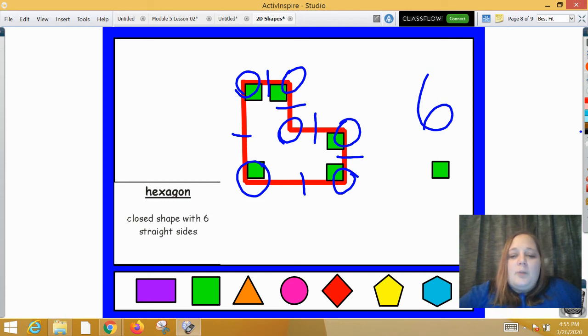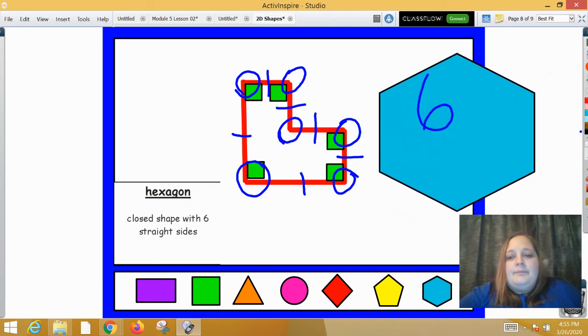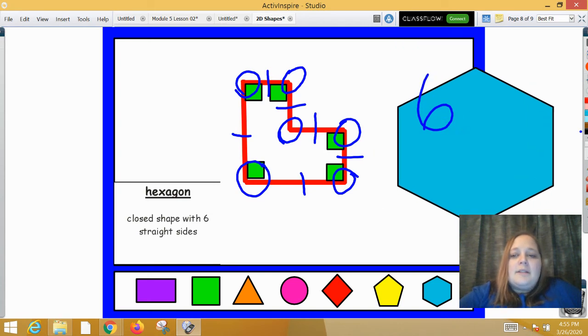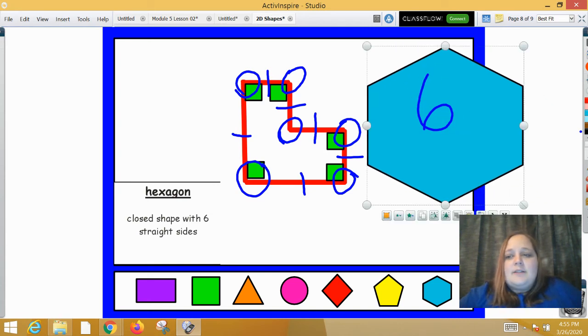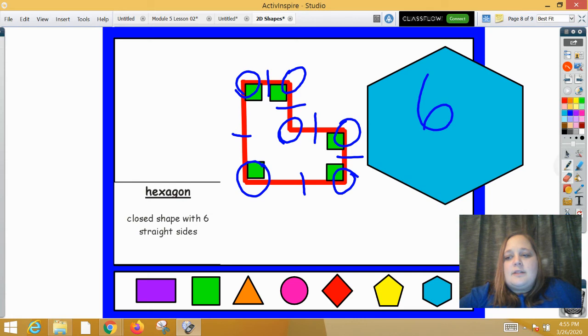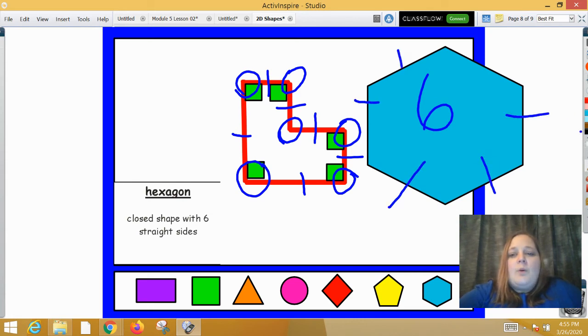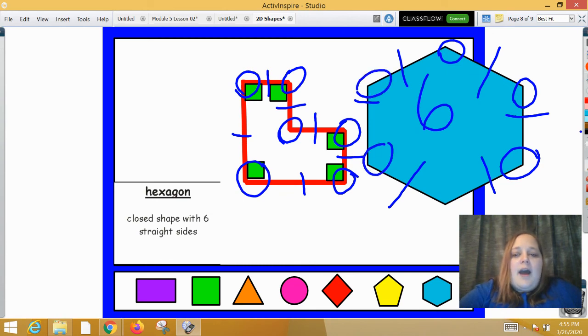Now, there's another one we may see hexagon. It looks like this. In order for it to be a hexagon, it has to have 6 sides. So let's do the test and see if this one has 6 sides. 1, 2, 3, 4, 5, 6. And it has to have 6 corners or 6 angles. 1, 2, 3, 4, 5, 6. You got it. So this is called a hexagon.